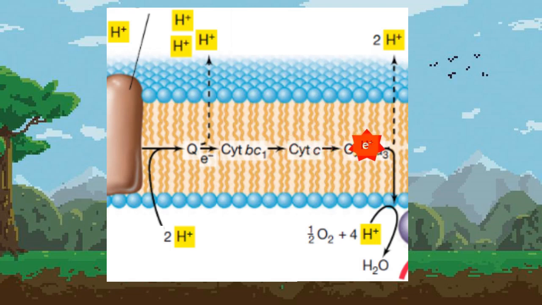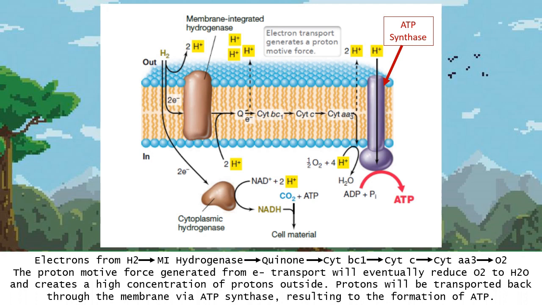Also, the electron flow allows the protons to be pumped out of you and will create a high concentration of protons outside you. The protons will be transported back inside the membrane through the ATP synthase complex and will result in the formation of ATP.